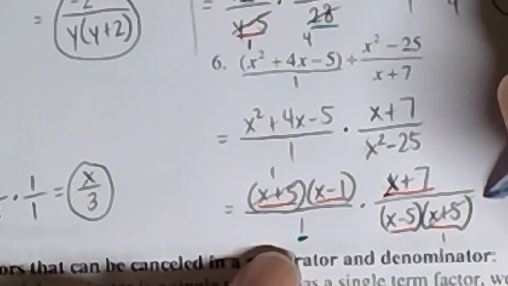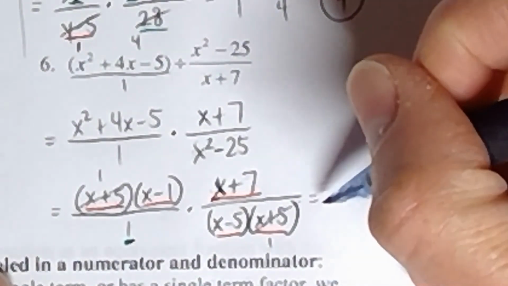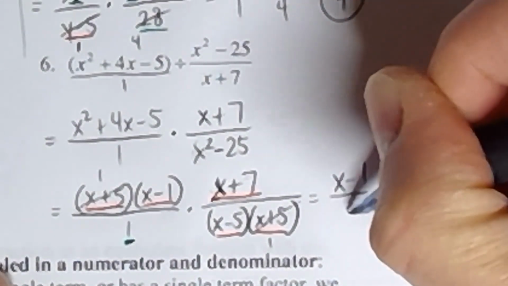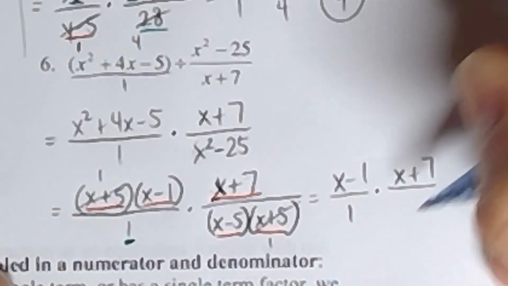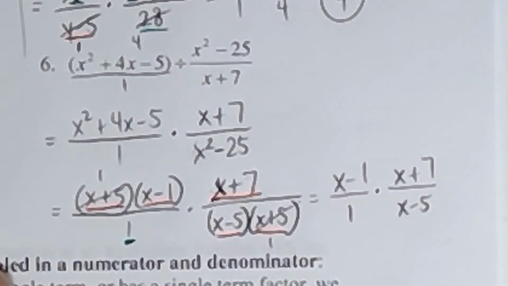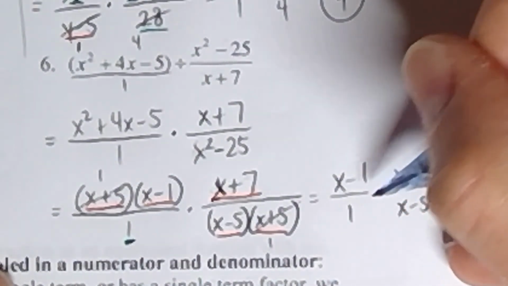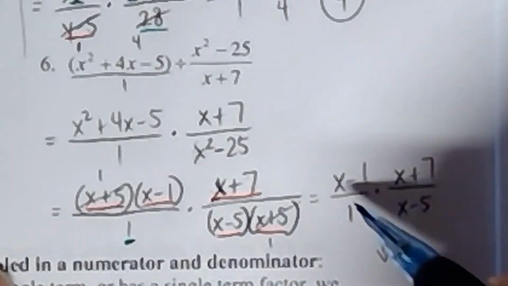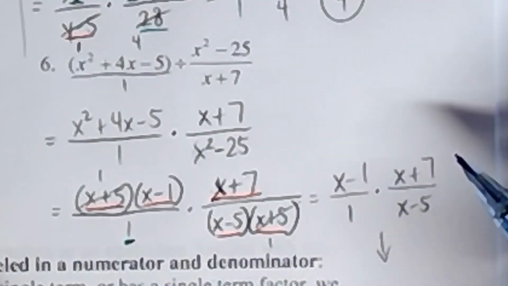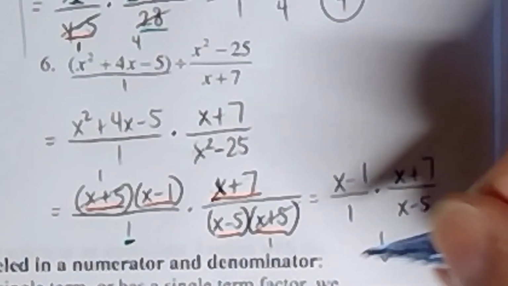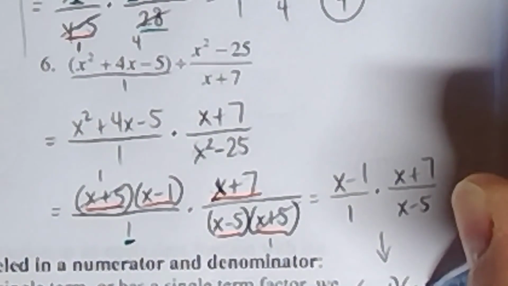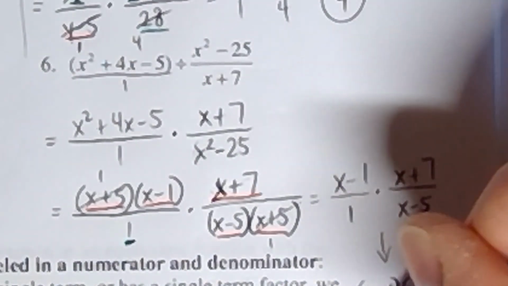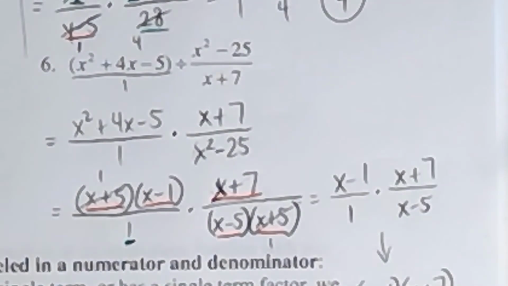All right, so let's clean up our mess here. I've canceled all the red ones I possibly can, and that leads me to x minus 1 over 1. This one is x plus 7 over x minus 5. How do I multiply those together? Now remember what we talked about. If you have a numerator or denominator, doesn't matter which one, that has more than one term in it, you have to bracket it when you multiply by the other numerator or denominator, like that. Because they both have more than one term, you got to bracket both of them.